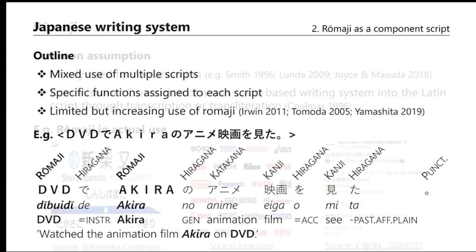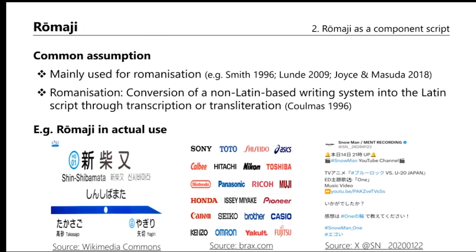Now, the common assumption about Rōmaji is that it is mainly used for romanization. And by romanization, I mean the conversion of a non-Latin based writing system into the Latin script through either transcription or transliteration. And romanization is used in many cases, but not in all cases. Let's take a look at some examples.